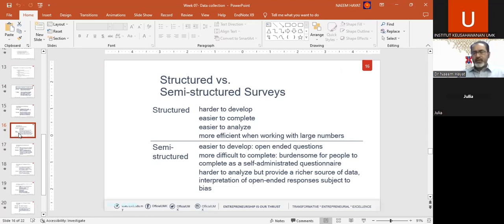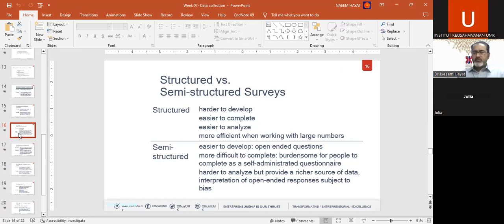It offers us efficiency in a way to actually collect larger data. So that's why many people go for a structured survey where they want to collect larger data, and it becomes easy to complete and analyze, but development requires a lot of time. A semi-structured kind of survey is easier to develop. It's quite easier than the structured survey.